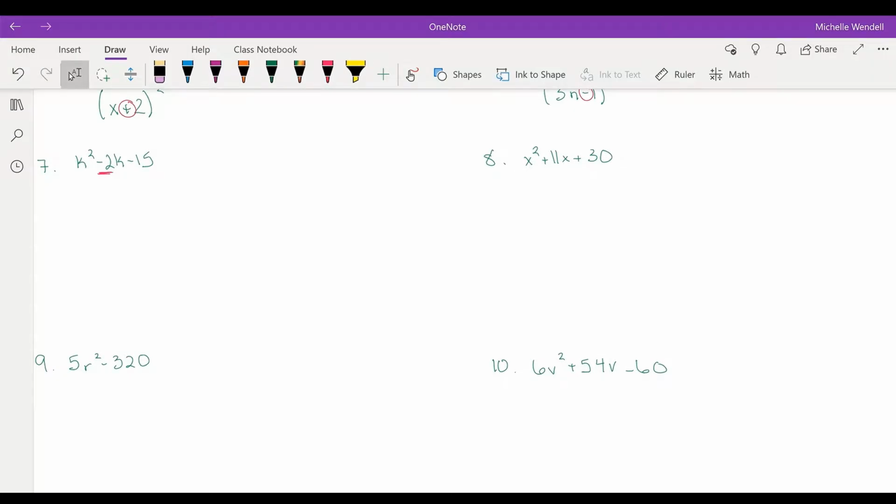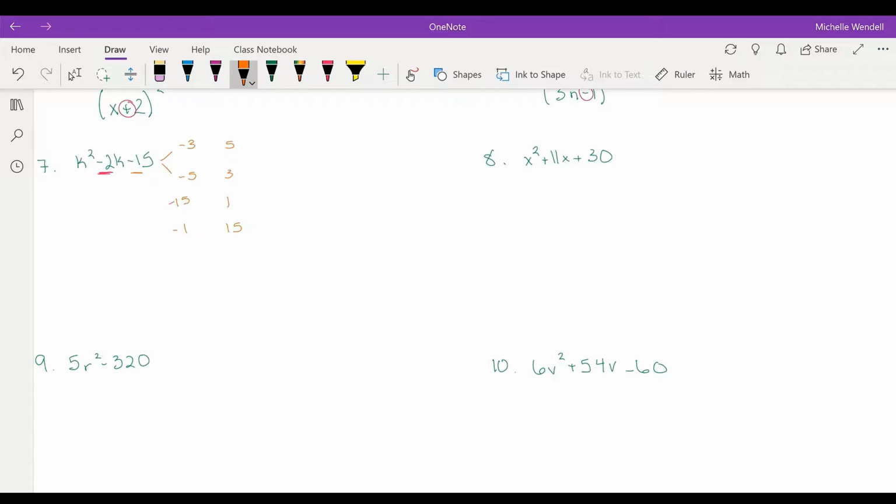So for number 7 here, first thing I want to do is write down the factors of negative 15 here. This negative is very important because that means I'm multiplying a negative and a positive. I can't multiply two positives to get that negative value. So I can write down the factors of negative 15, which are going to be negative 3 and 5, or I could have negative 5 and 3. You could have negative 15 and 1, or negative 1 and 15.